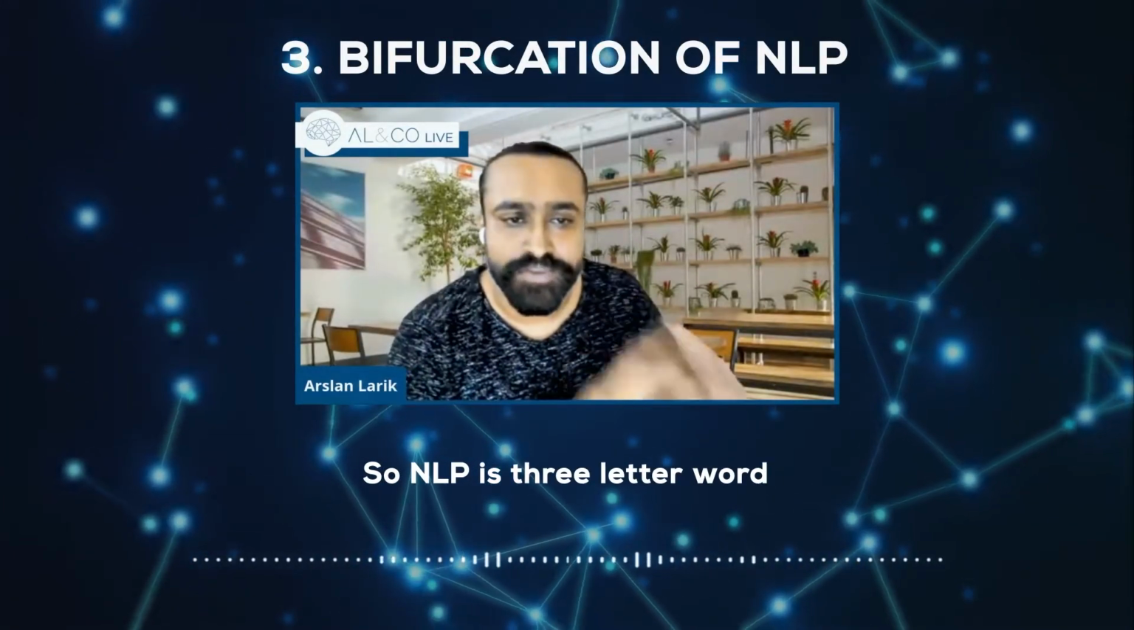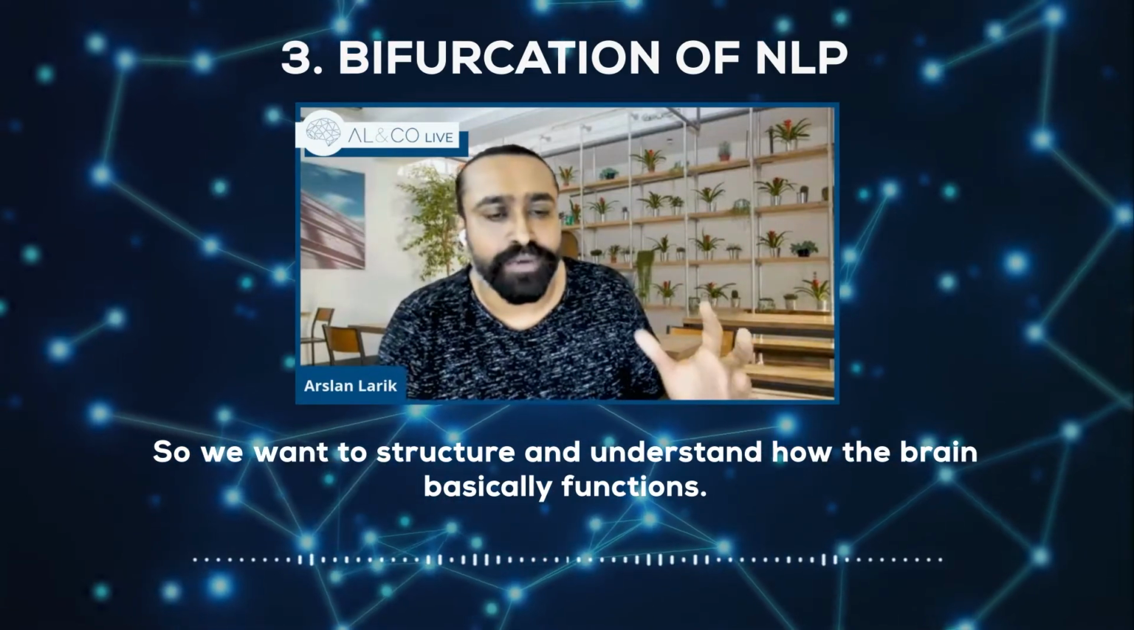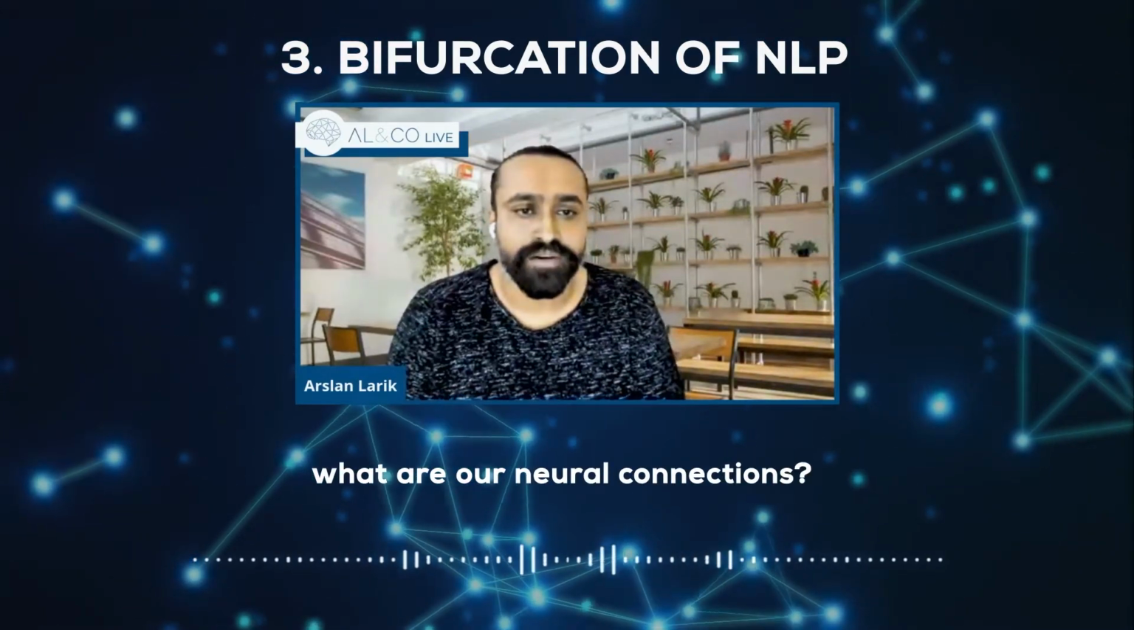So then we construct the definition. NLP is a three-letter word, three alphabets. We're talking about the first condition, that's the neurology, the neuro, the mind, actually. We want to structure and understand how the brain basically functions. While we're understanding it, sure, there are a lot of scientific research models that are available, which we also utilize, and we try to understand how the brain functions. And we want to understand what our neural connections are.